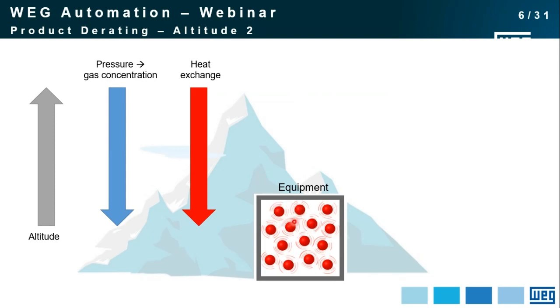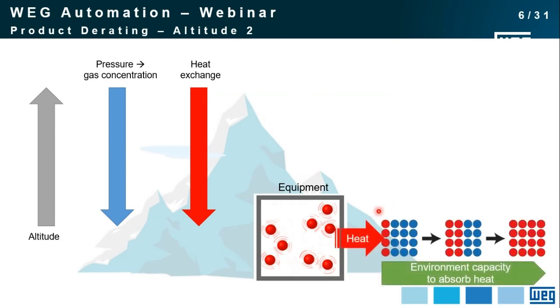These red particles represent how hot this equipment is, so how much heat is being generated. But as time goes by, these blue particles that represent the air surrounding the equipment will absorb part of this heat, and throughout time, most of the air around the equipment will absorb most of the equipment's hotness, most of the heat, meaning that the equipment temperature will go down. The equipment will cool off.